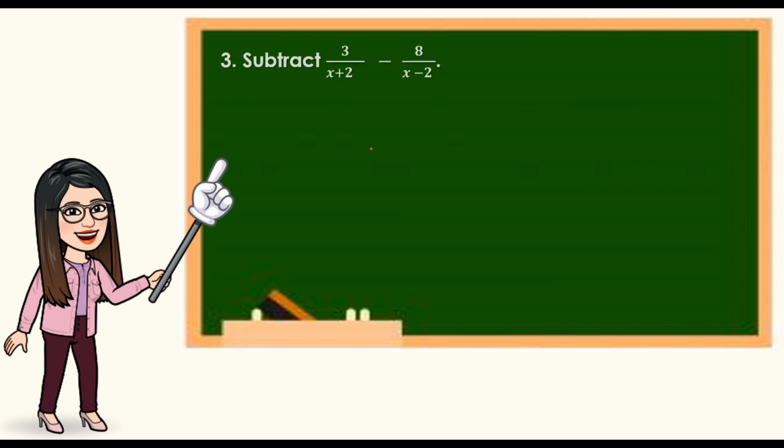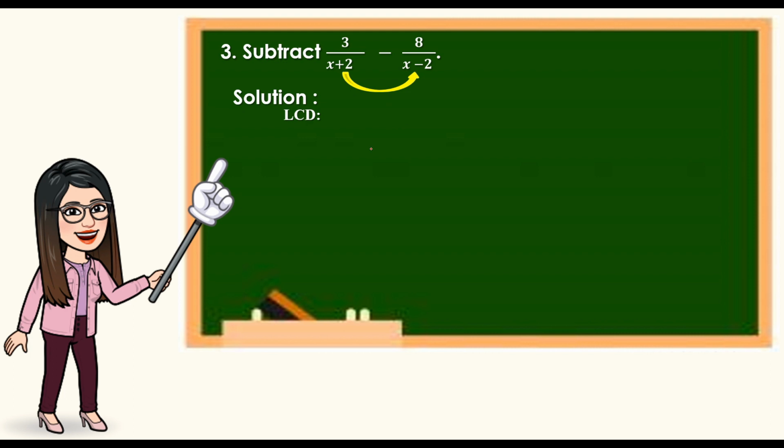Let's continue. Subtract: 3 all over x plus 2 minus 8 all over x minus 2. Let us solve. Let us find first the LCD. As you can see, our denominators have no common factor, so we will take them as our LCD. So our LCD is the quantity of x plus 2 times the quantity of x minus 2.